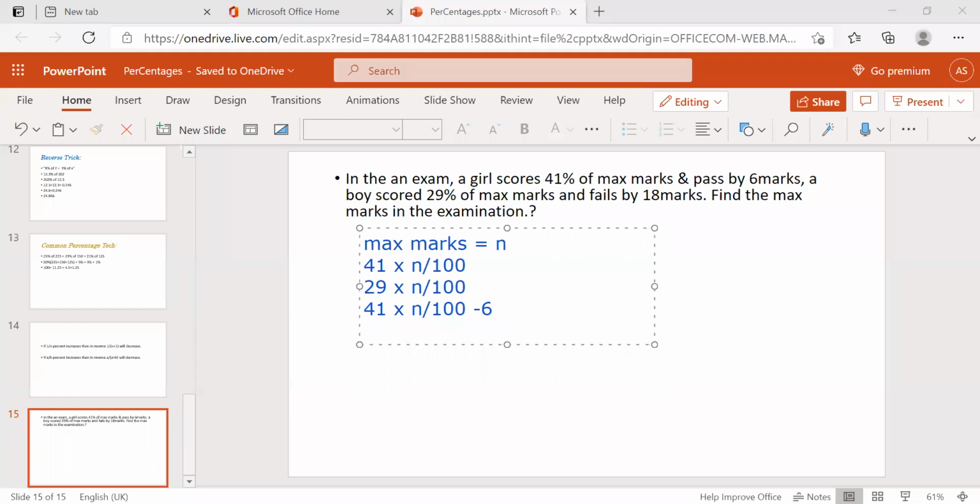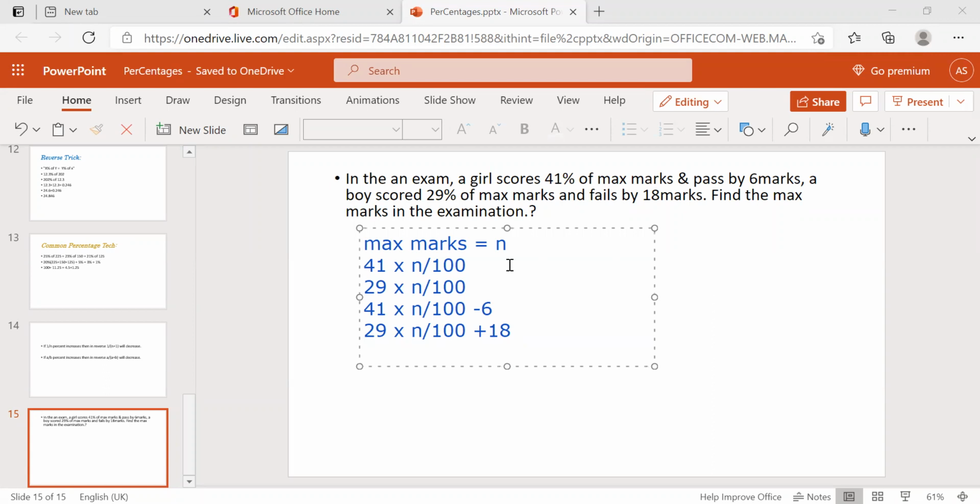Now, in the same way, 29 into n by 100, who got this one? The boy scored the marks, but to pass he requires 18 more marks, right? He required 18 marks still to pass. He got 18 marks less than the pass marks, which is 35. He got only 35 minus 18, which is 17 marks. 17 marks he scored. That's the reason he requires 18 more marks to pass.